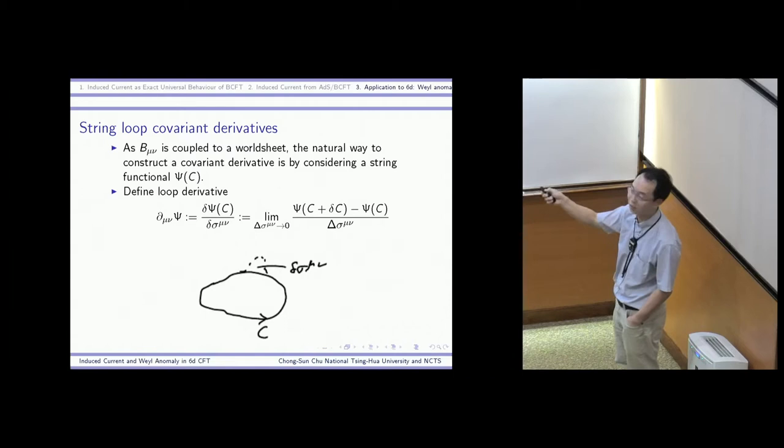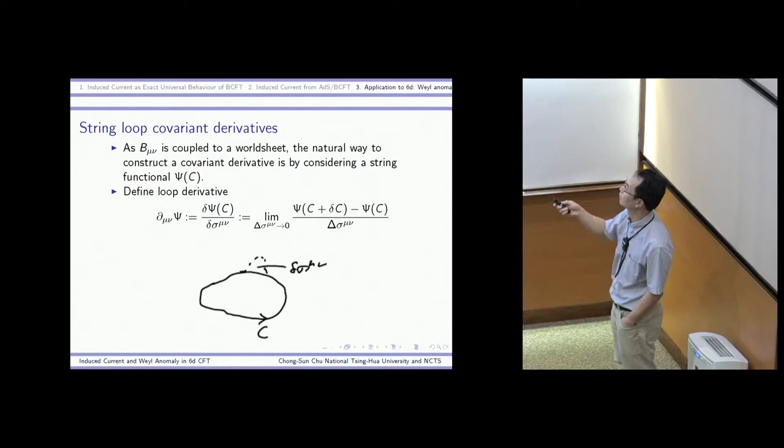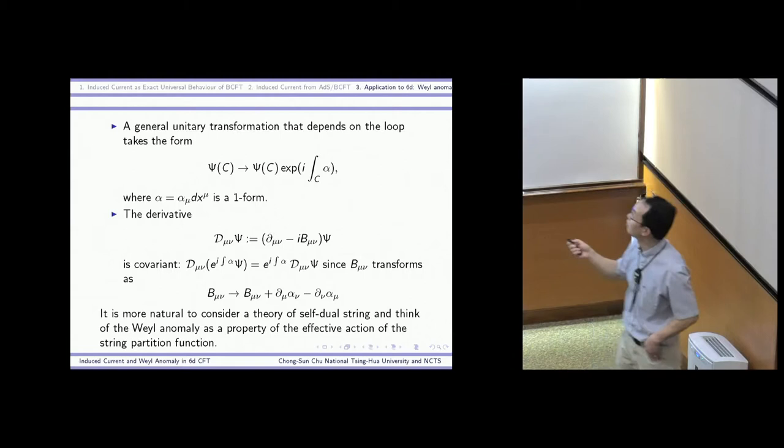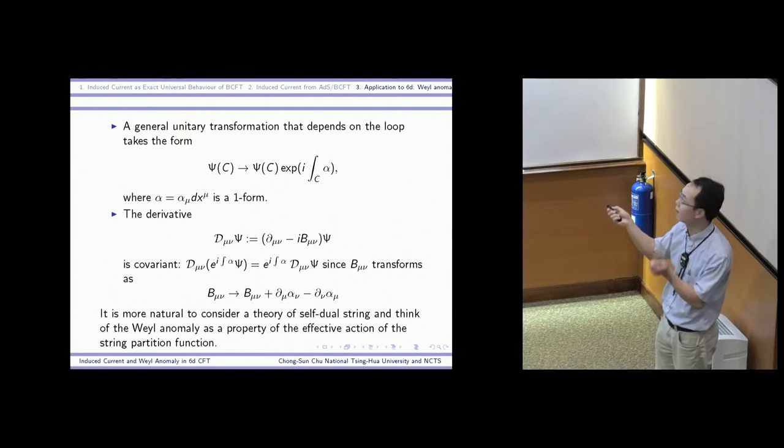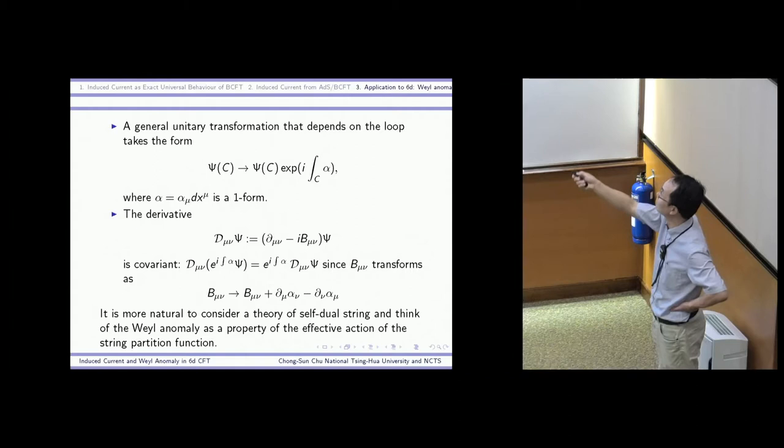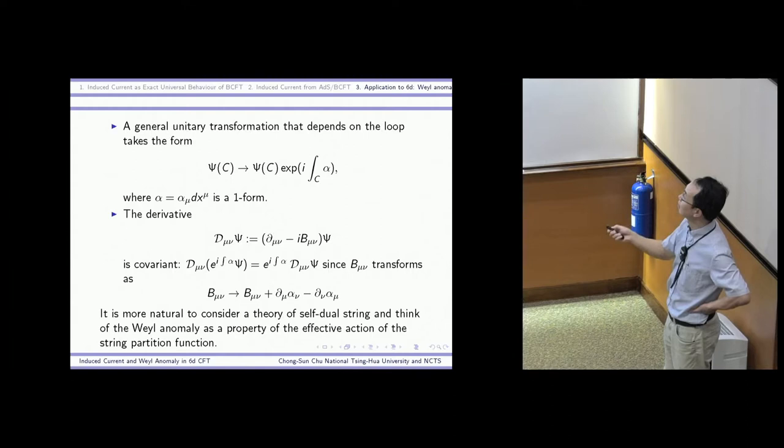then you have a loop derivative, which is anti-symmetric in mu nu, because the area element is anti-symmetric in mu nu. Then we want a covariant derivative. So suppose you transform your functional by some unitary transformation like this. In general it's a functional, then I can have a pairing, determined in terms of some one-form alpha. I claim this is a general unitary transformation for a string functional. Then you can check easily that this is a covariant derivative: under this transformation, it transforms just with a phase.